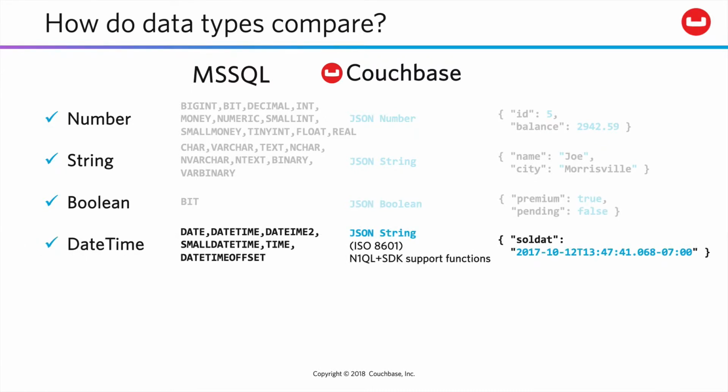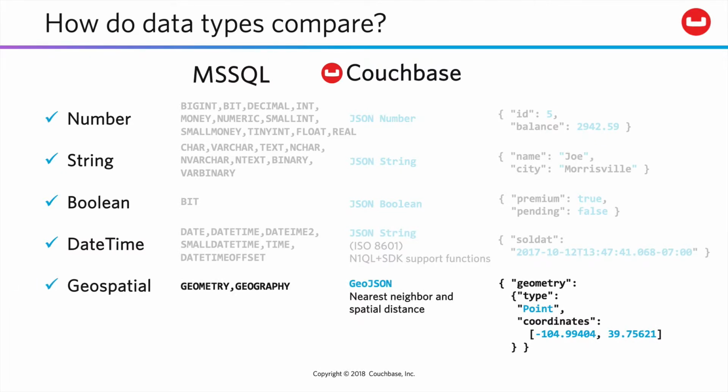Date-time values are commonly encoded in JSON documents using the ISO 8601 format, though other options such as epoch time are supported also. Couchbase provides a thorough set of date-time support functions to flexibly parse and interpret data in this format, both in Nickel and our SDKs. Geospatial data for both nearest neighbor and spatial distance can also be encoded in JSON. Couchbase supports indexing and querying of geospatial data.